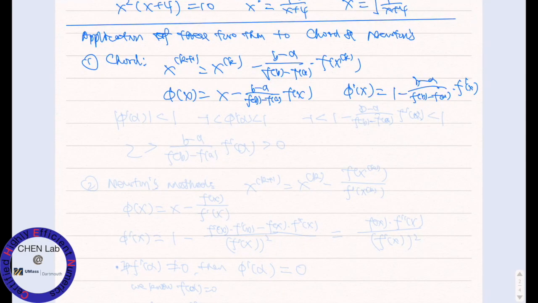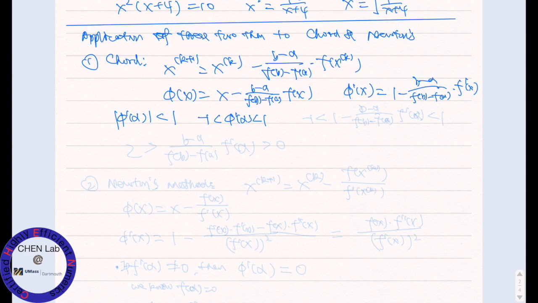If you want the phi derivative to be less than 1, or maybe for the second one, if you want this guy to be less than 1 in a neighborhood, this guy is less than 1. So which means the phi prime of alpha is less than 1 and larger than negative 1. Right? Okay. Which has an assumption on your f.